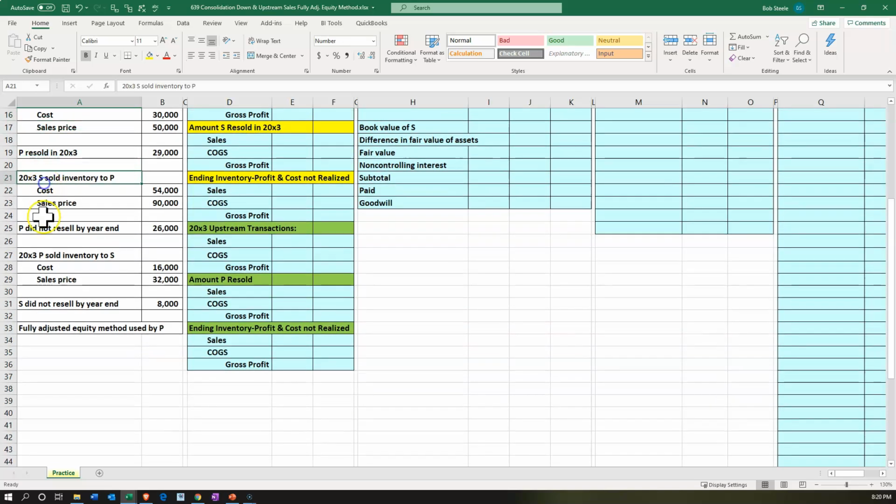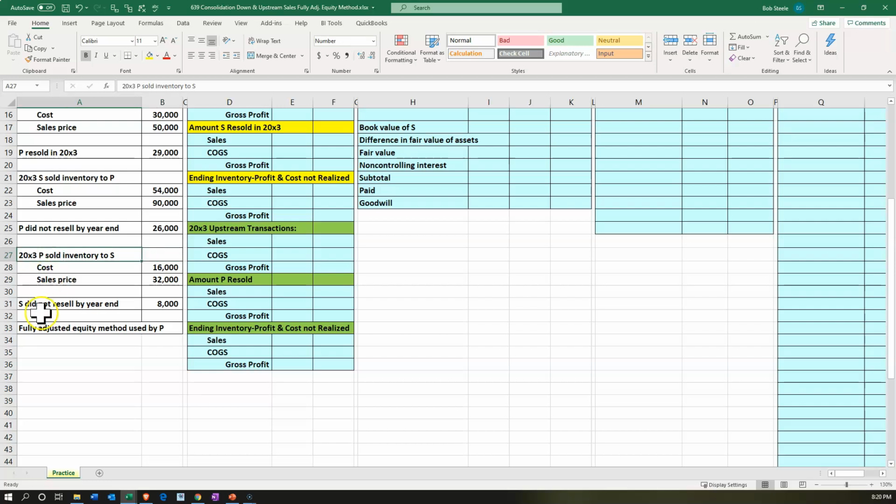Okay, and then we have the 2000X3 S sold inventory to P. Now this is the current year, 2000X3. S is the subsidiary, P is the parent, so it was S to P. That's going to be an upstream transaction, cost, and sales price here. And then P did not resell by year end, so this is what was not resold. In other words, this is what was remaining in ending inventory. So notice we could say how much was sold, how much is still in ending inventory, 26,000 still in ending inventory.